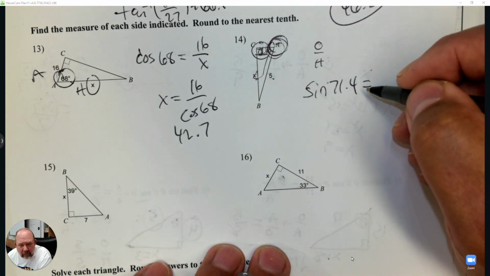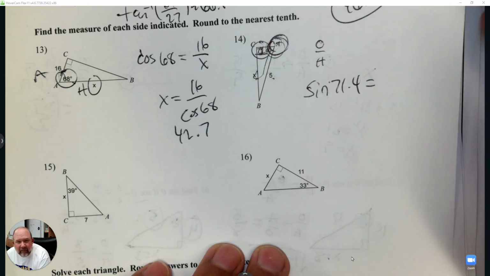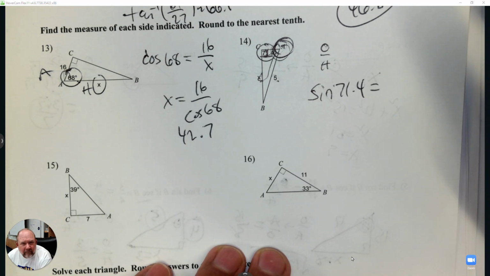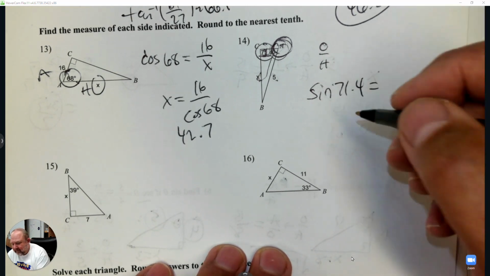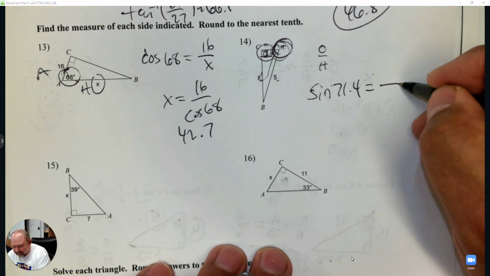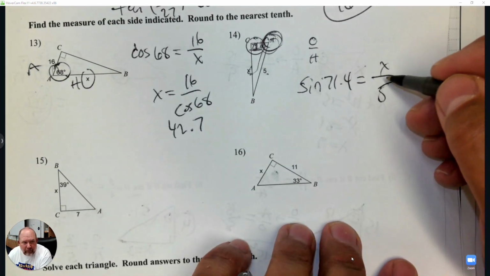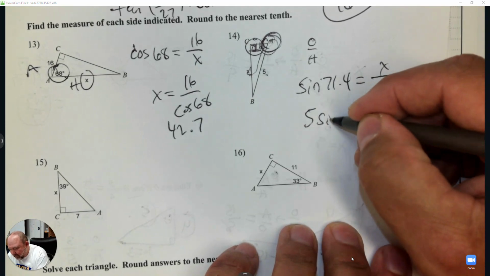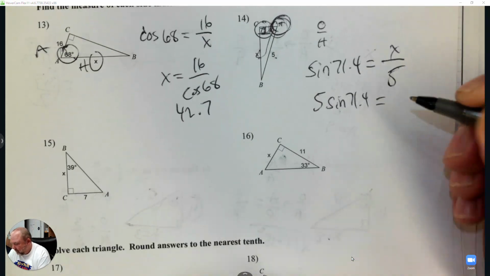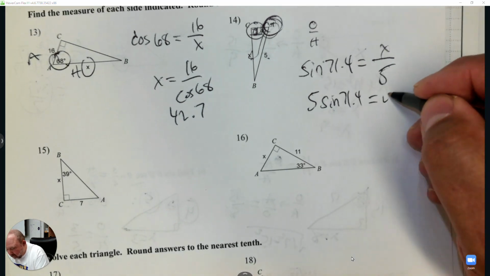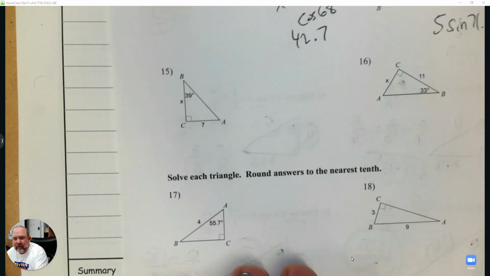I can't see what it was. I'm going to say it's 71. Maybe it's 73. I can say it's 71.4. And then x over 5. Notice that the variable's in the numerator, so that means you're going to multiply these together to get the answer. So 5 times sine 71.4. I get 4.7.